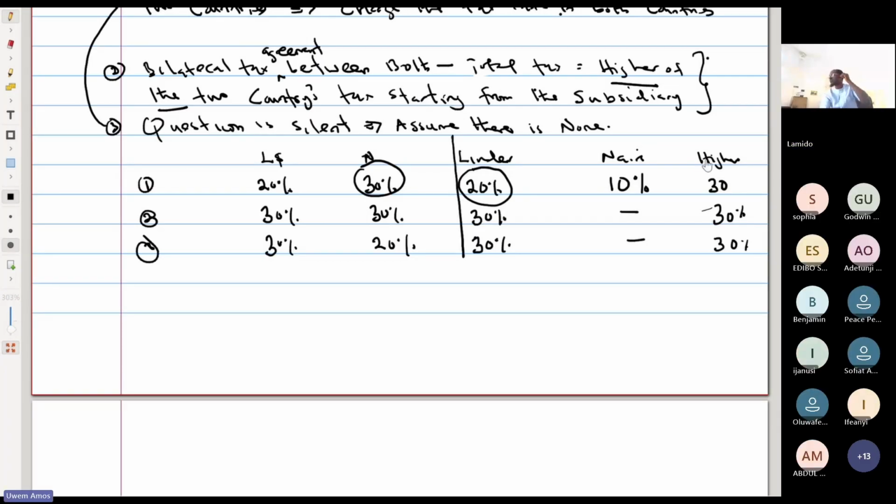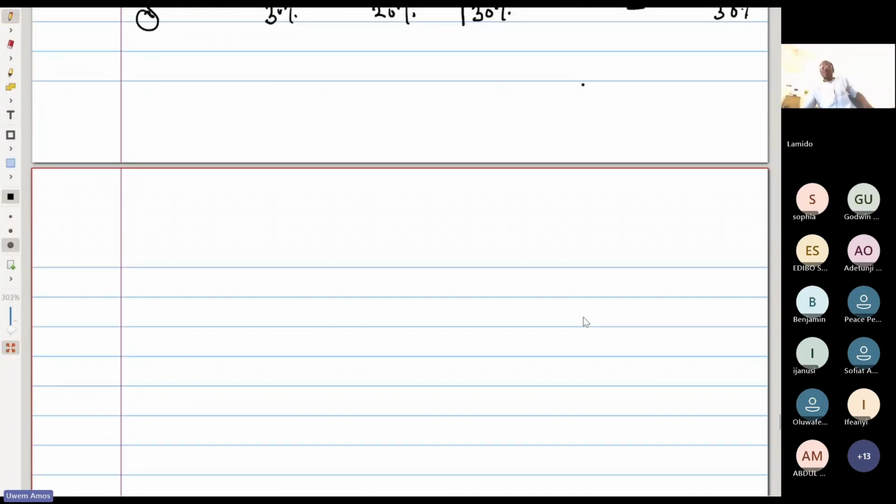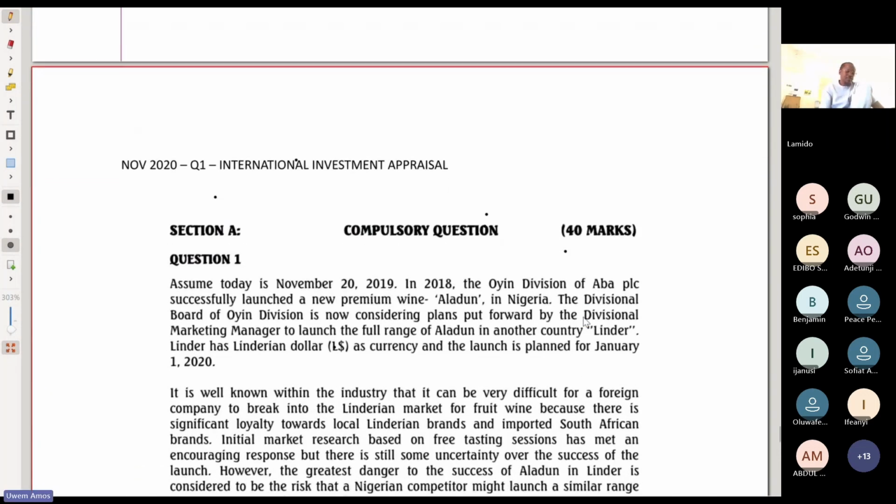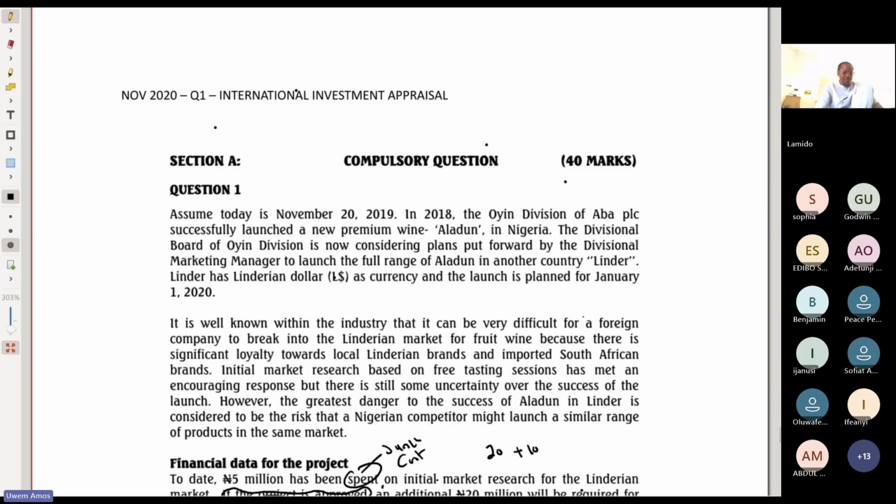So we explained the concept of taxation, and in our case, the question does not mention whether or not there's a bilateral trade agreement. Unfortunately for us, there is zero tax in, sorry, I need to remind myself of the country name in the question. Linda. So fortunate for us, there's no tax in Linda. So we didn't charge any tax in Linda, and that therefore means that the only tax we would charge would be the tax in Nigeria.